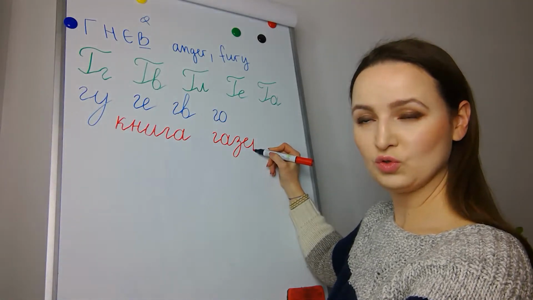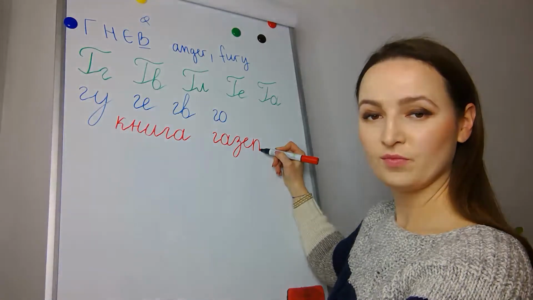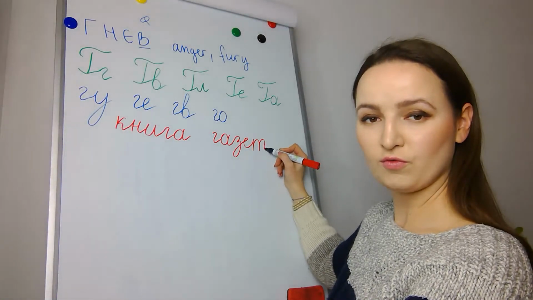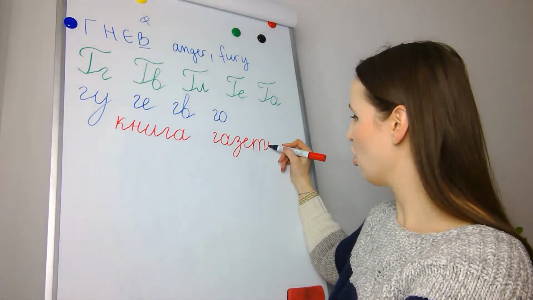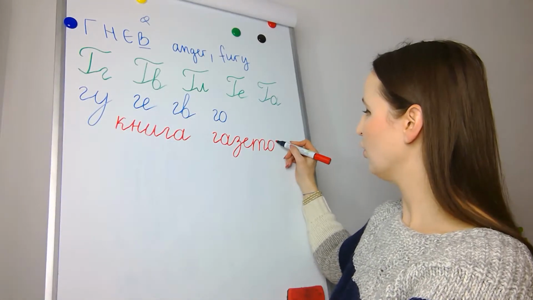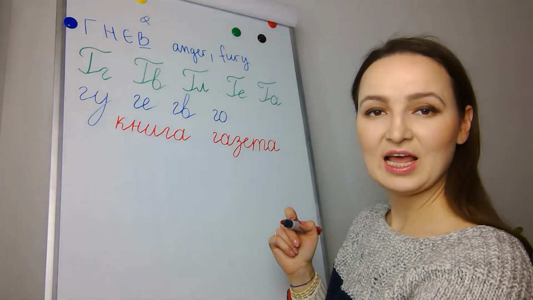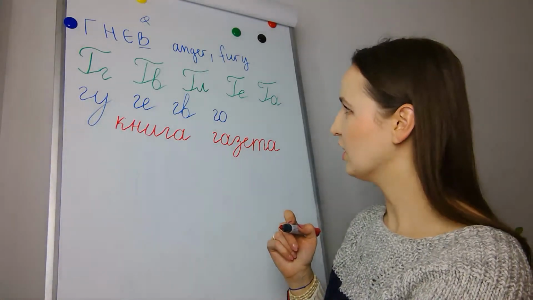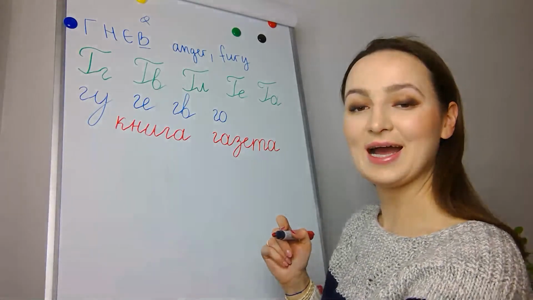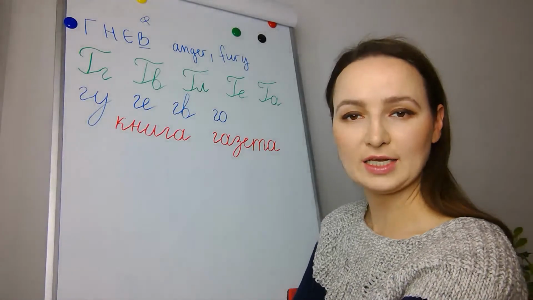Now T letter. 1, 2, 3, 4. Газет. And A at the end. O with a hand. Газета. A newspaper. Очень хорошо. Молодцы. Газета. A newspaper. Отлично.